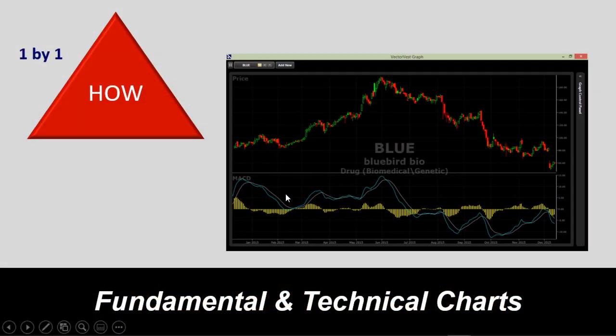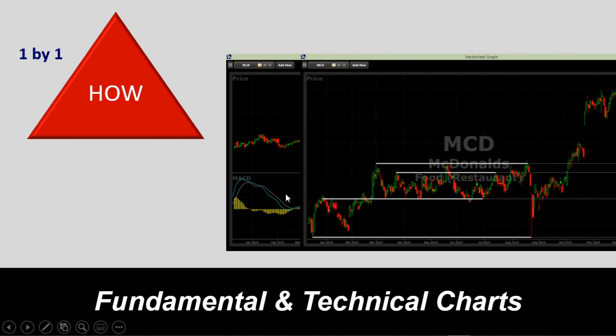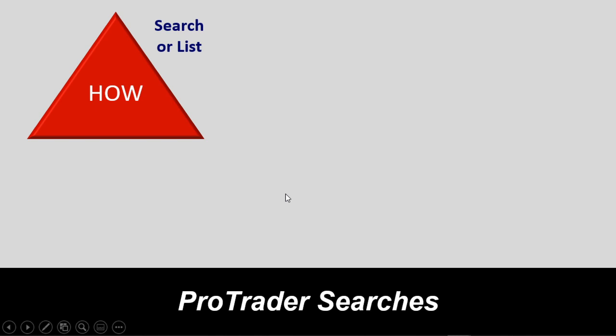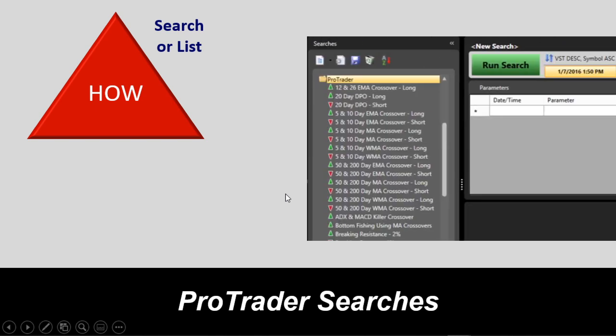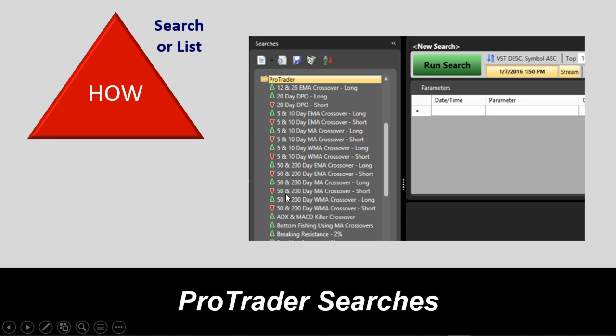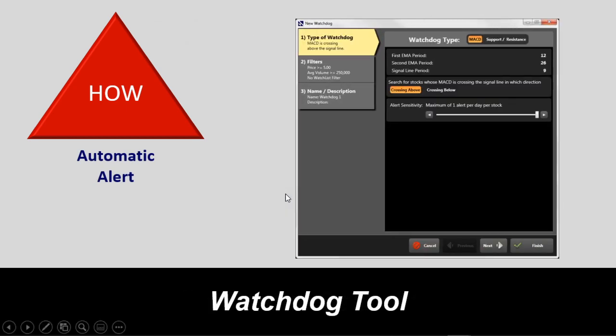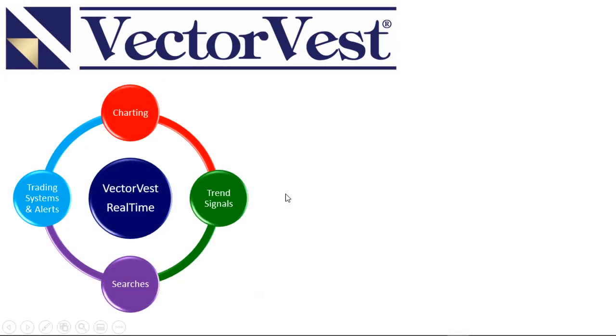So let me just talk about what the VectorVest real-time program has. You can do it by the one-by-one method. Remember, we can look at fundamental and technical charting. You can look at stochastics, support and resistance, the MACD. Within ProTrader, you can scan very quickly and easily to find stocks that meet the criteria you're looking for depending on what the market's doing. And then there's the automatic alerting system, where one of the tools we have is called the Watchdog. I showed you what that tool does. It scans the database of stocks for you so you don't have to click a few buttons. Another tool we have is called the Genius, a real-time portfolio management tool.